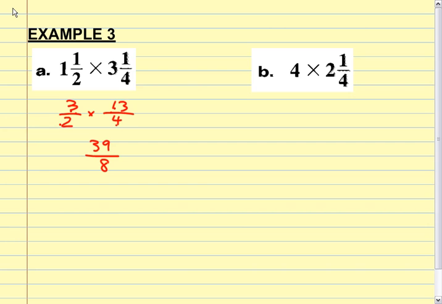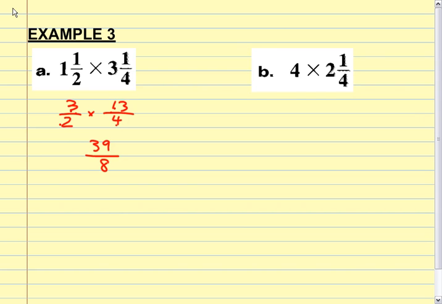Now let me ask you something. How did they give us the problem? In what form were the numbers when they gave us the problem, Jenna? Mixed numbers. So they're going to expect us to give it back to them in mixed numbers. Can you change that to a mixed number for me?